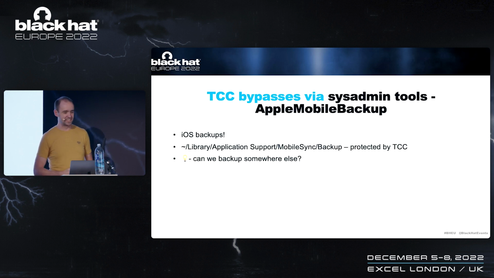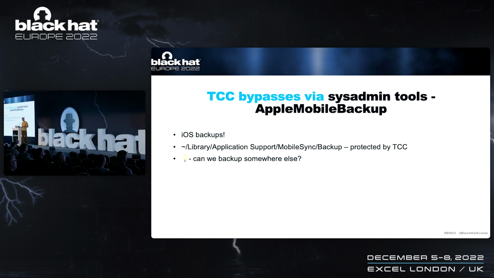The next one is the Apple Mobile Backup utility. This is a small utility to back up iOS to macOS. Now, the default backup location is under the user home folder, Library, Application Support, MobileSync, Backup. This is protected by TCC, as it should be, because iOS backups contain private information, of course. But can we back up somewhere else?